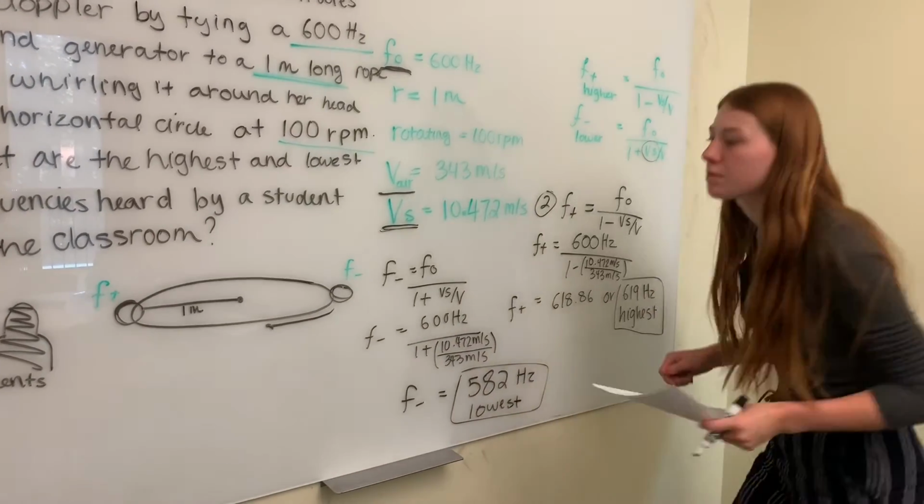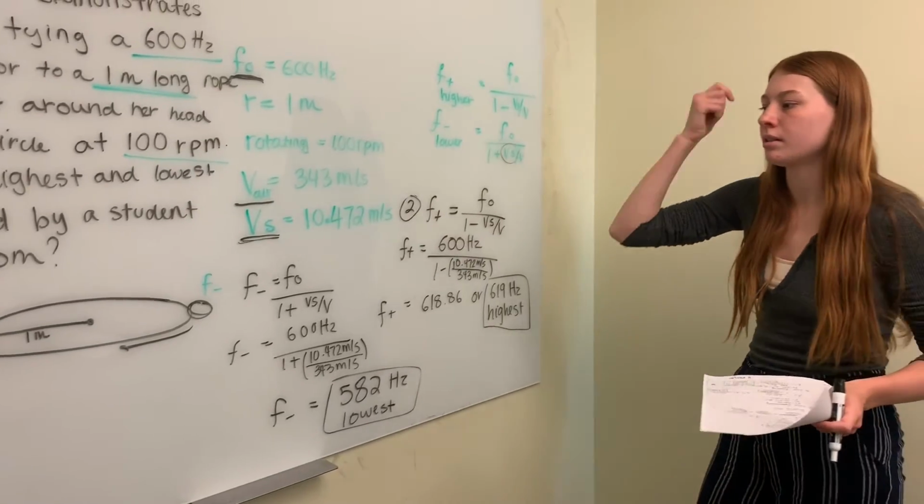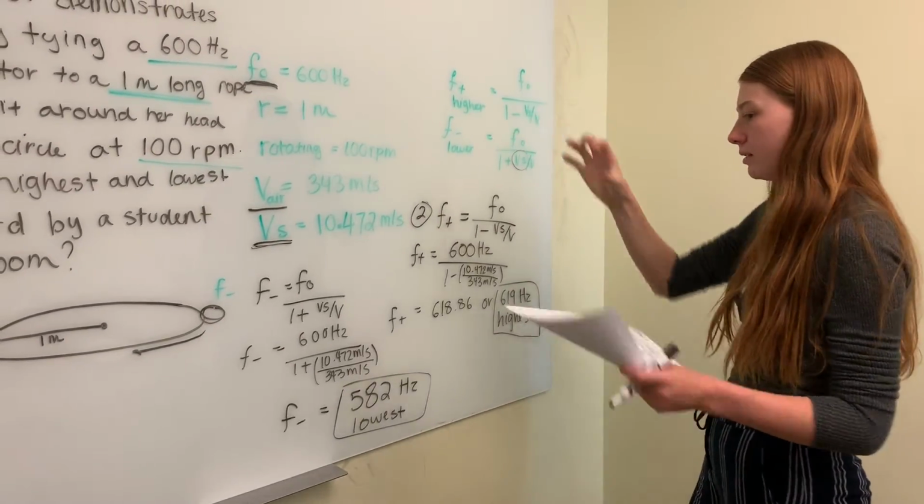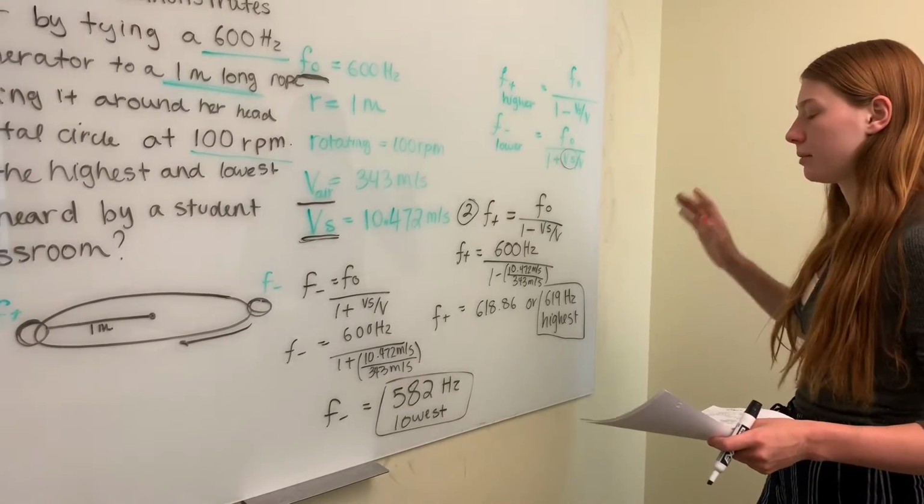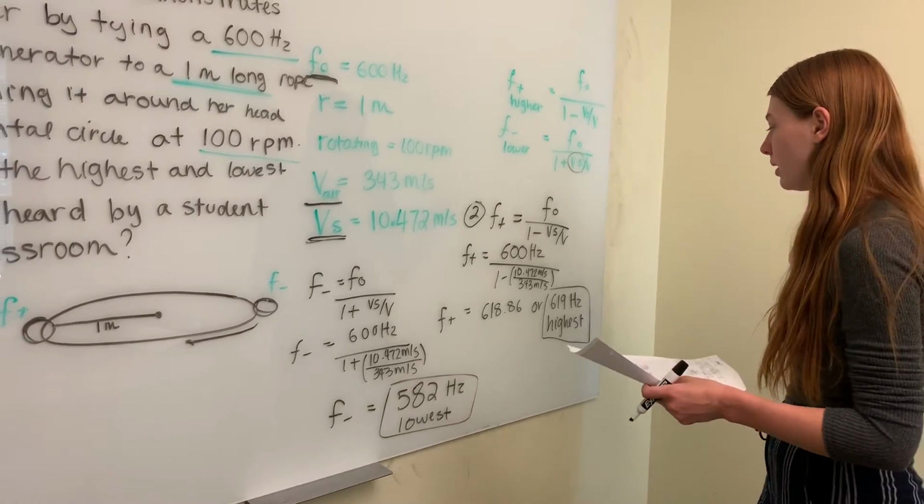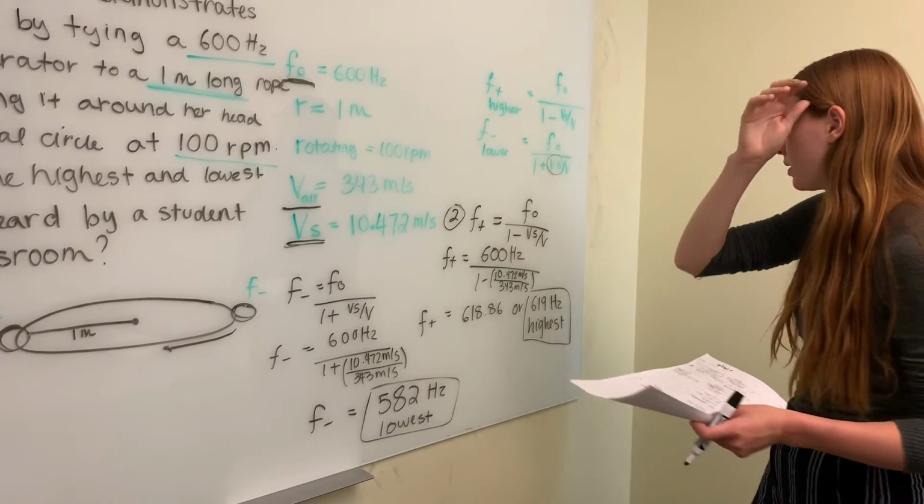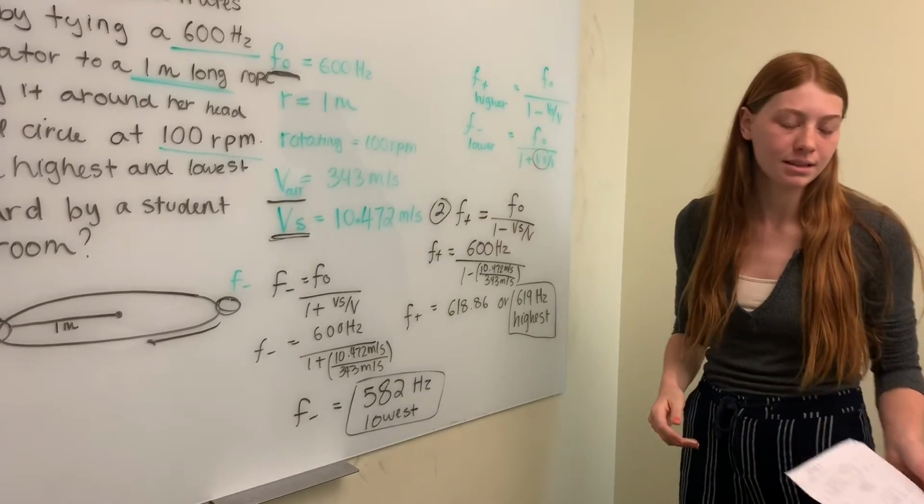So that basically means when she's doing the lasso, when that little speaker is at the back of the room, furthest away from the students, they're going to be hearing the lowest frequency at 582 hertz, and when the speaker is closest to them, they're going to be hearing the highest frequency at 619 hertz.